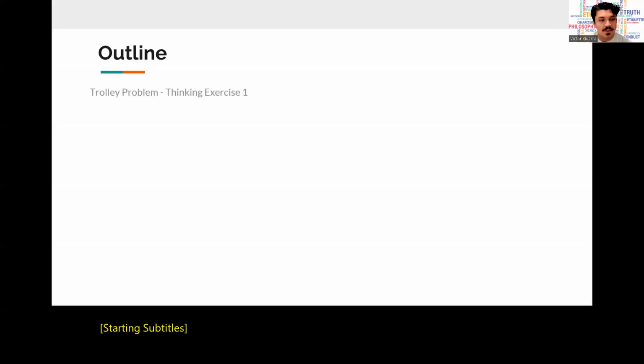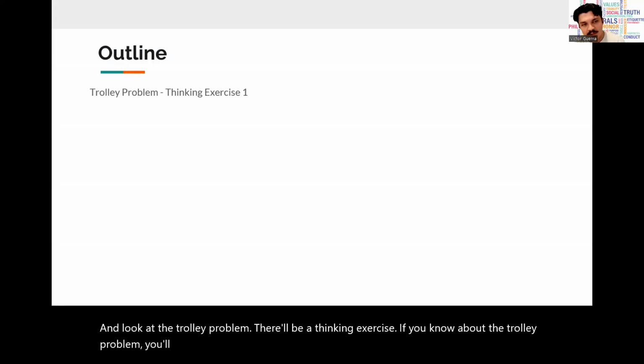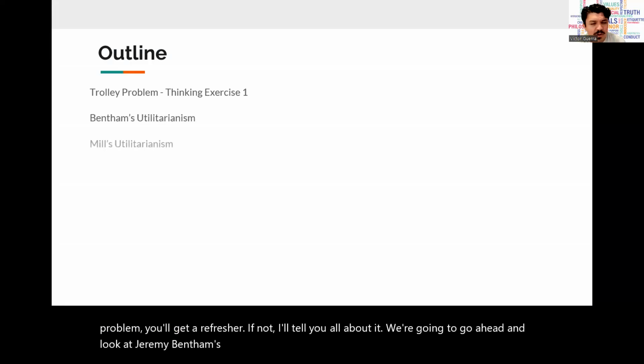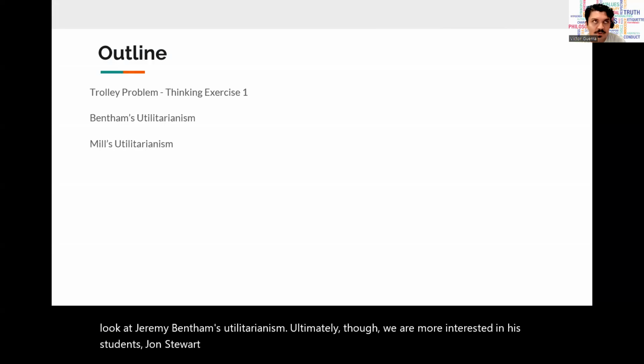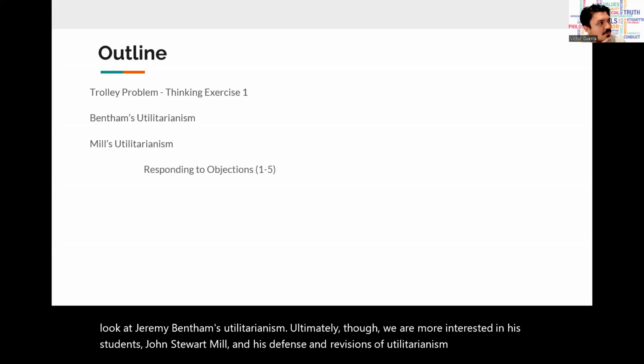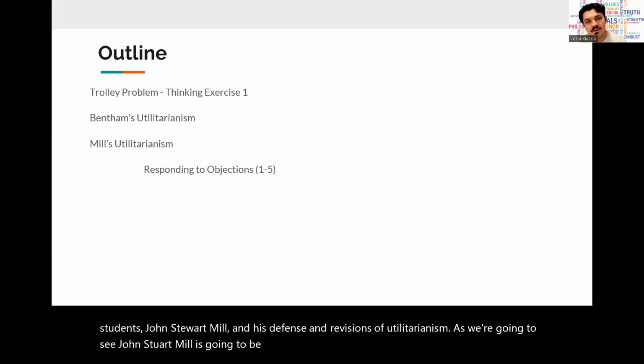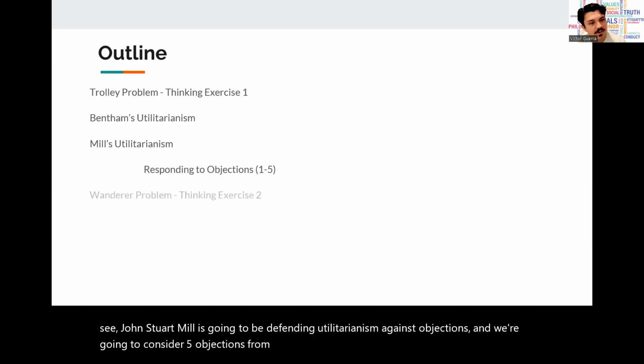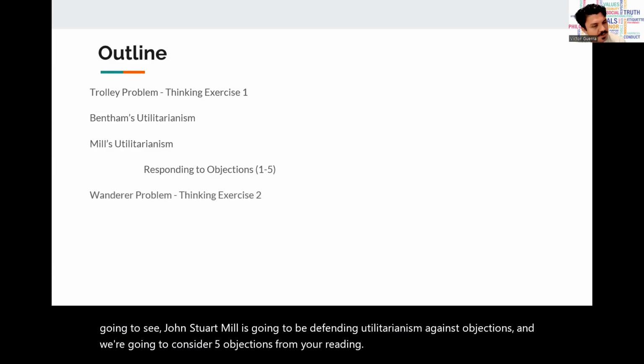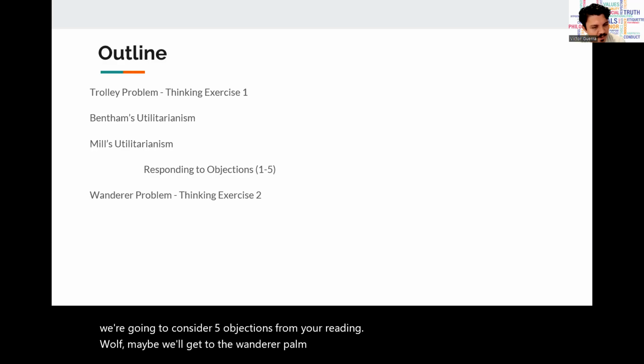So, outline for these slides, we're going to look at the trolley problem. That'll be a thinking exercise. If you know about the trolley problem, you'll get a refresher. If not, I'll tell you all about it. We're going to look at Jeremy Bentham's utilitarianism. Ultimately, though, we're more interested in his student, John Stuart Mill, and his defense and revisions of utilitarianism. John Stuart Mill is going to be defending utilitarianism against objections, and we're going to consider 5 objections from your reading. Maybe we'll get to the wanderer problem today, if not next time.